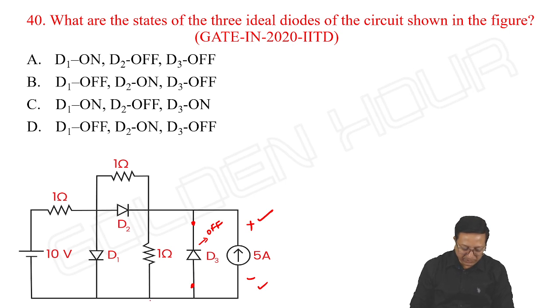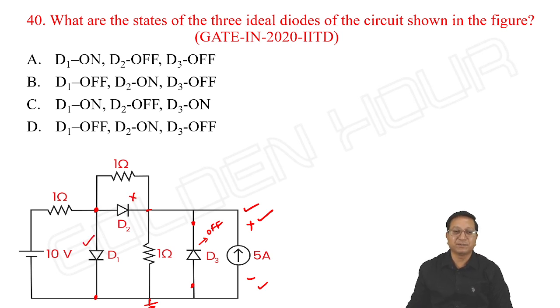What about D1, D2? Let me connect this one to ground. Anyway, the bottom line is ground. Then anodes of D1 and D2 are at the same potential. Then the diode with lowest cathode voltage only conducts. Cathode of D2 is going towards the positive terminal of the supply, whereas cathode of D1 is going to ground. So definitely D1 conducts and D2 does not conduct.